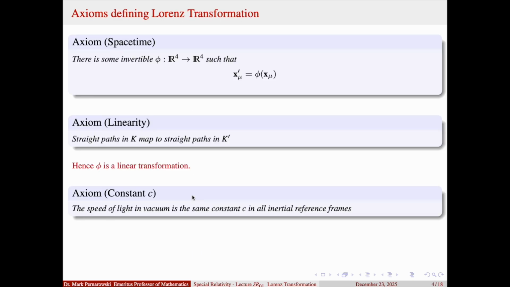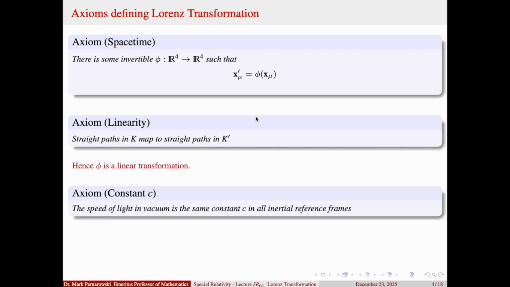What are the axioms? Well, the first axiom, which is seldom stated explicitly, is that there's some invertible transformation between the space-time coordinates in K and K prime. That is to say that the coordinates in K prime are some function of the coordinates in K. This is what's responsible for the mixing of the space and time coordinates in interesting ways in special relativity. In general relativity, the function phi is non-trivial.